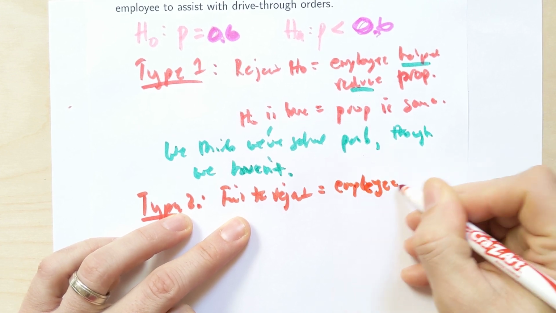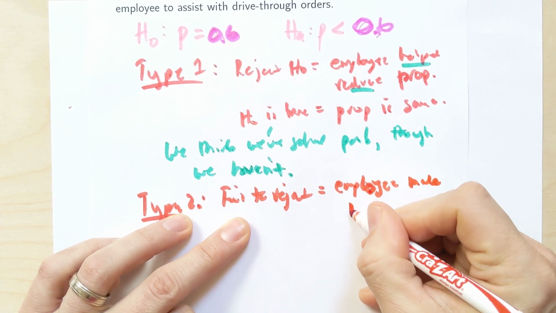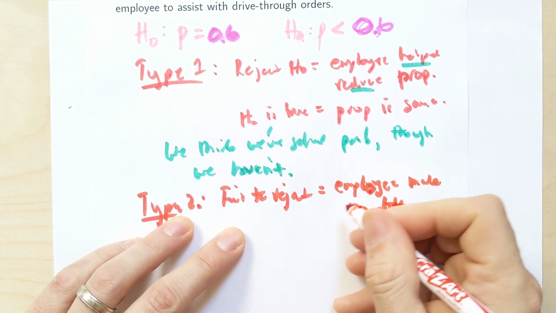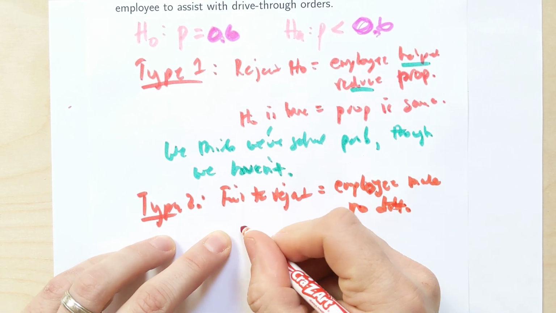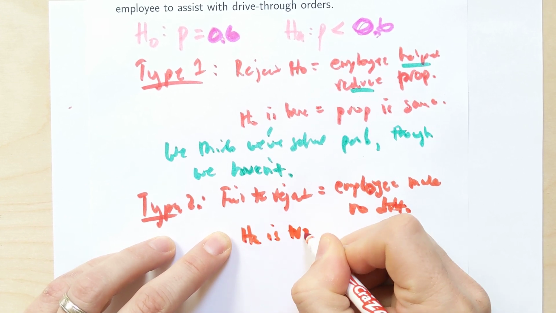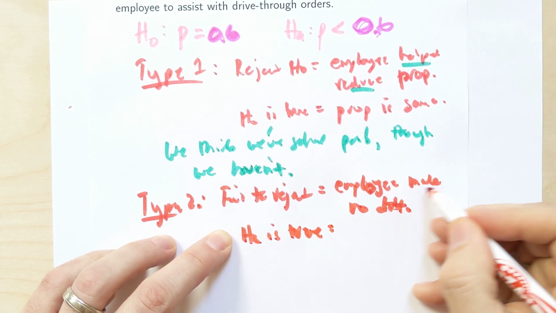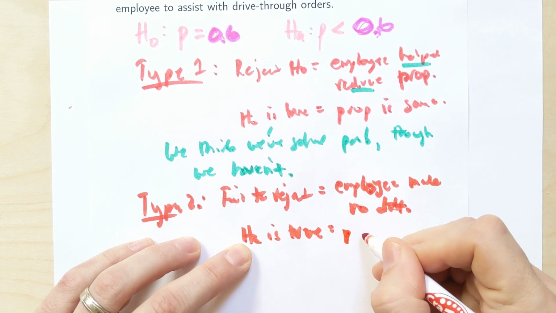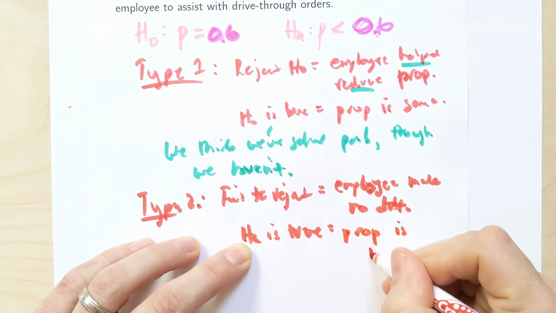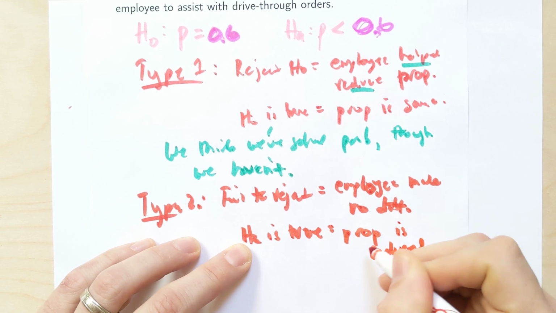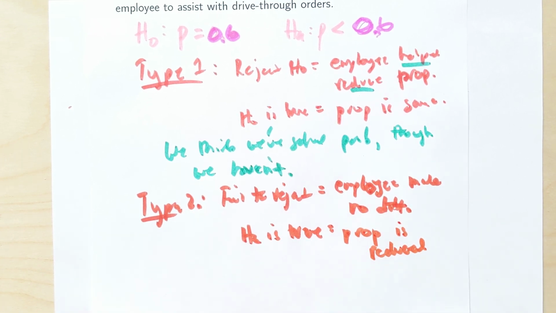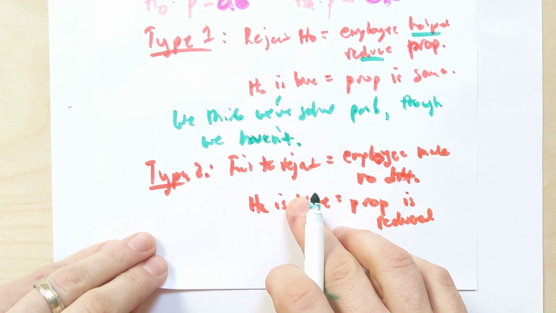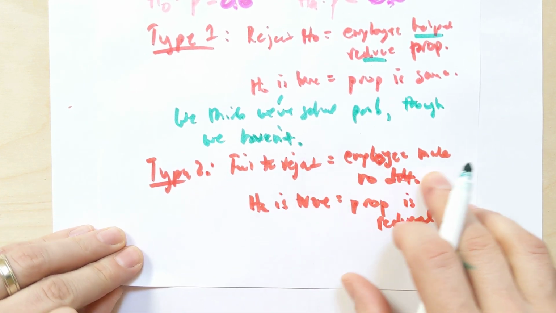Employee made no difference. That says no diff, right? But the alternative is true. This would be an error here. Remember, this is an error. The employee made no difference, but the alternative is true. This would mean that the proportion is reduced, right? We really did reduce the proportion the way we were looking for here, right? And so here, what's the consequence of this situation?